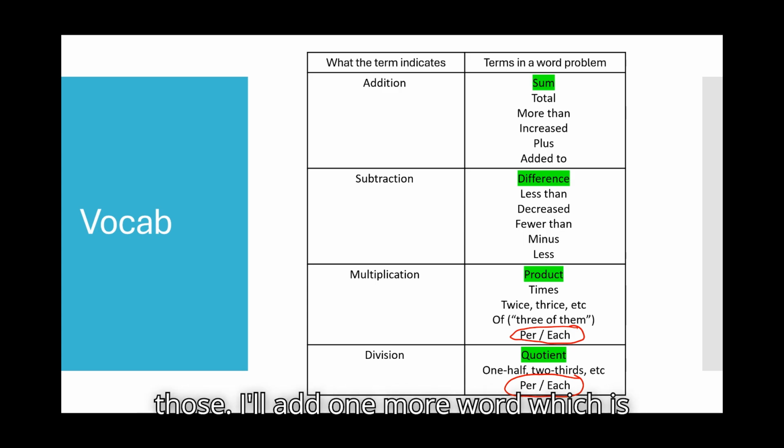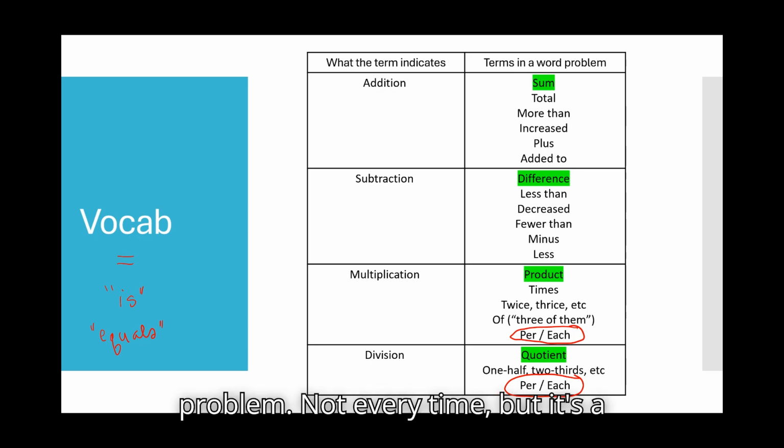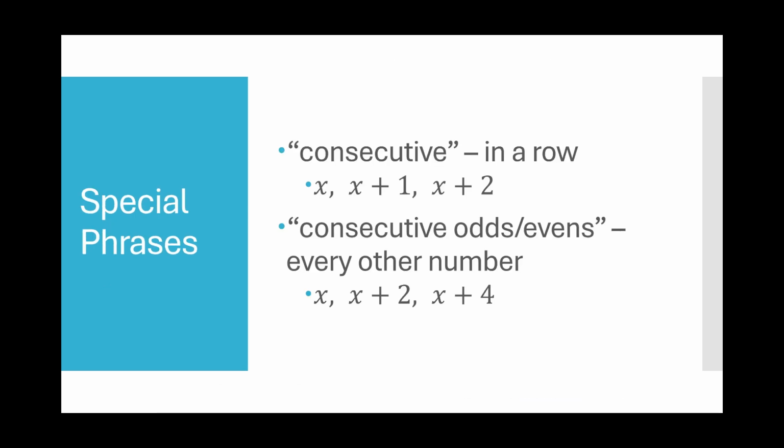I'll add one more word, which is important, and it is "is." And this is going to go right along with equals or equals to. All of these usually are going to give you equals in a word problem. Not every time, but it's a helpful one to have. Just a few more specific vocab phrases.